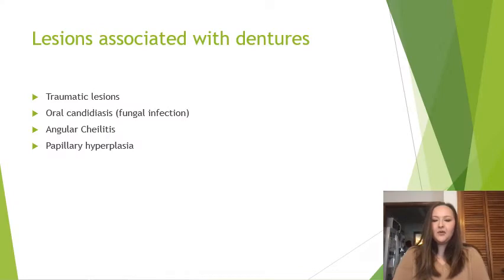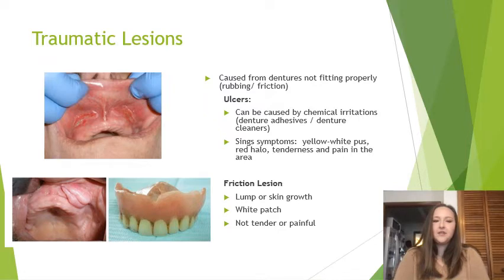Now we're going to talk about conditions that you might see for those of you with partial or full dentures, removable dentures. So with dentures, you can have an array of different lesions ranging from a traumatic lesion, and we're going to get into all of these in the next few slides, different traumatic lesions, oral candidiasis, which is basically a fungal infection, angular cheilitis, and papillary hyperplasia. I know that these are really big words, but we'll break it down for you. First up is traumatic lesions.